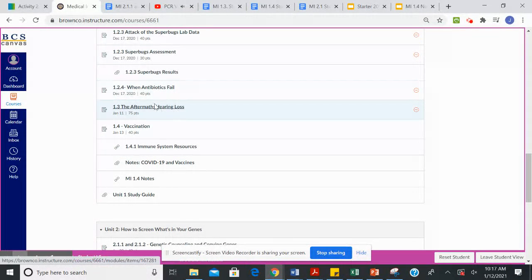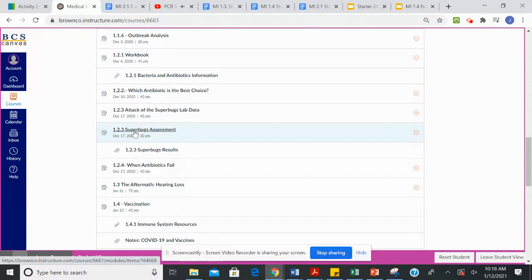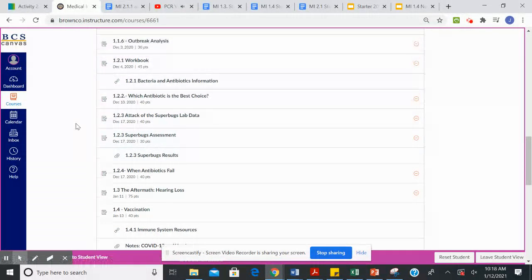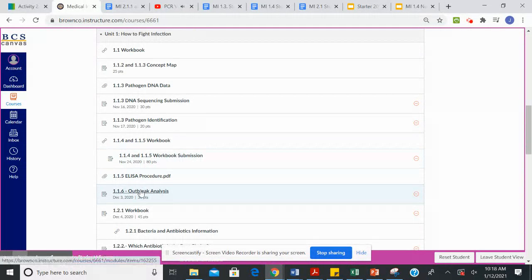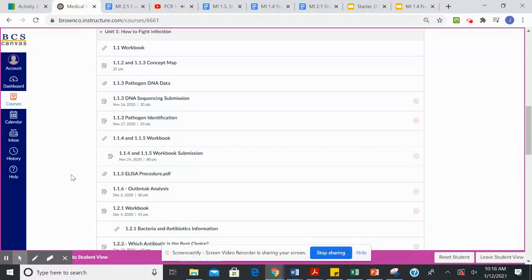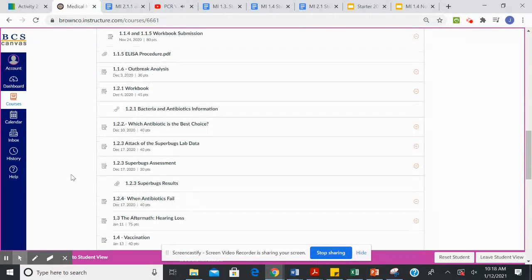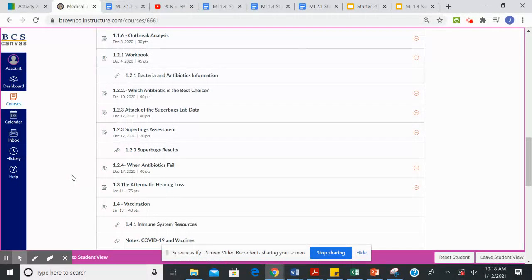Make sure you have turned in 1.3 hearing loss. Make sure you turned in the 1.4 vaccination. And as far as assignments, if you're missing a lot of assignments, make sure you've turned in your superbugs assessment and make sure you've turned in your 116 outbreak analysis, because in the grade book, those 2 are in the assessment category, the same category that your test is going to be in. And so if you have zeros there, that's just destroying your grade. So get those in as soon as you can.